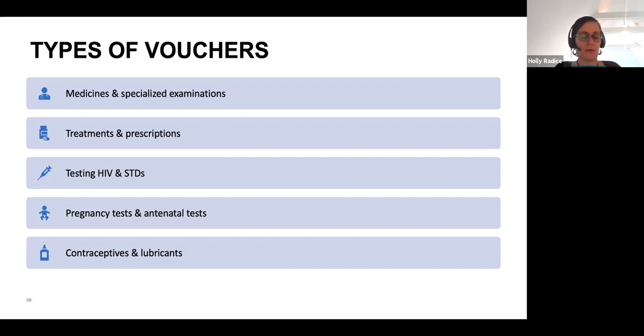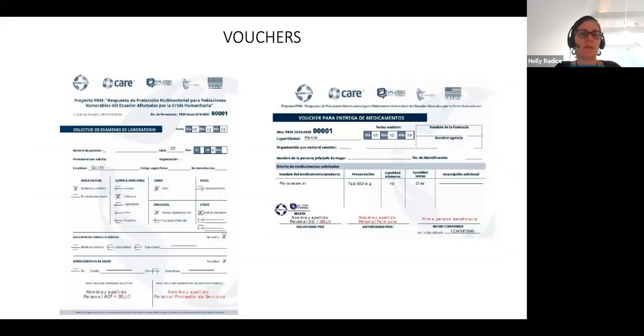And so these have included workshops on sexual reproductive health, GBV prevention, sexual diversity, and human trafficking. Next slide, please. So here you can just get a quick look at the vouchers our participants receive. The one on the left is for lab tests, and the one on the right is for necessary prescription drugs. Next slide, please.